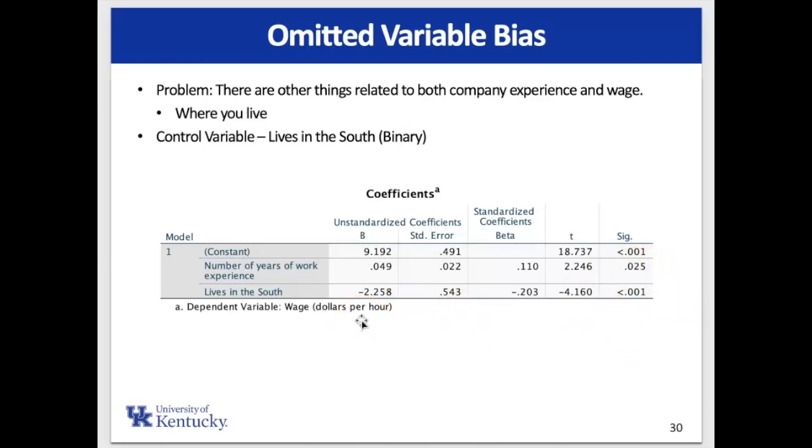Thinking back to the beginning of our lesson where we talked about how to interpret binary variables, in this case we would say something to the effect of, on average, people living in the South make $2.25, or $2.26 if you want to round, dollars per hour less than people who live in other regions of the US.